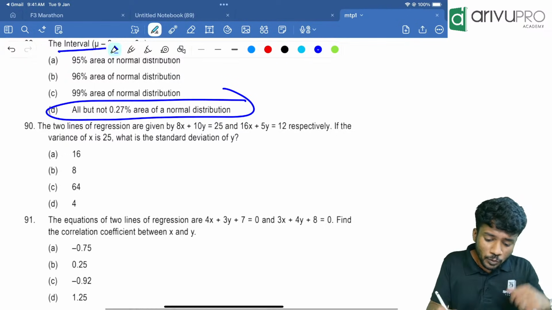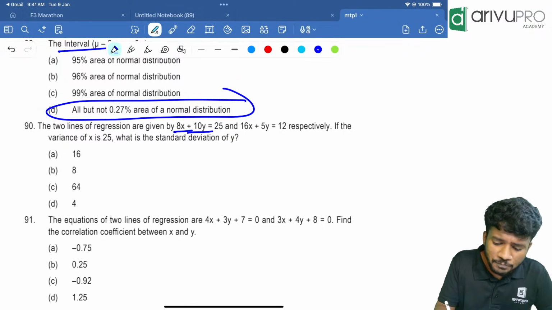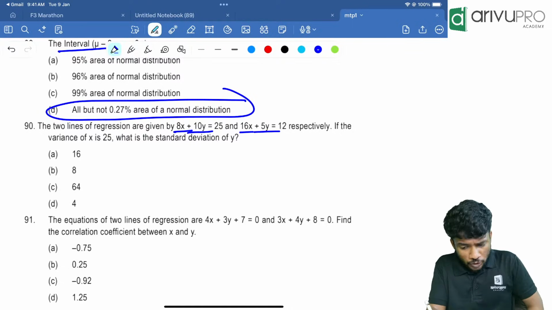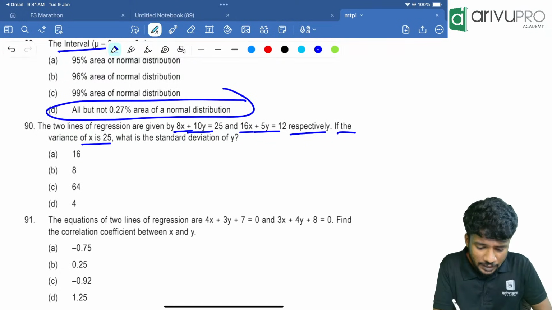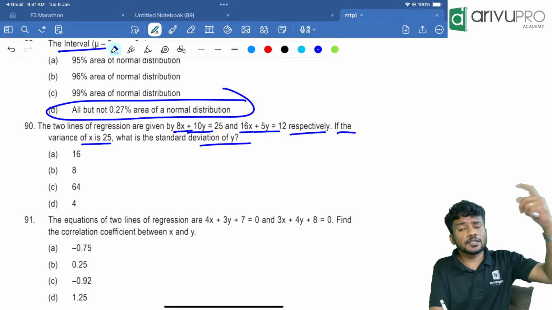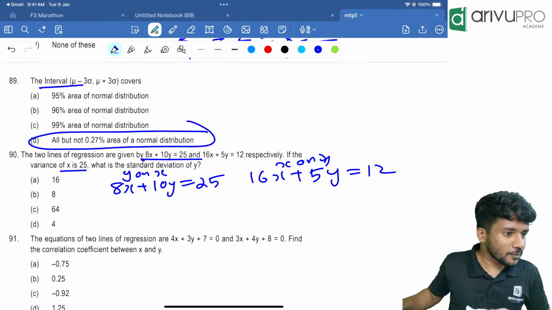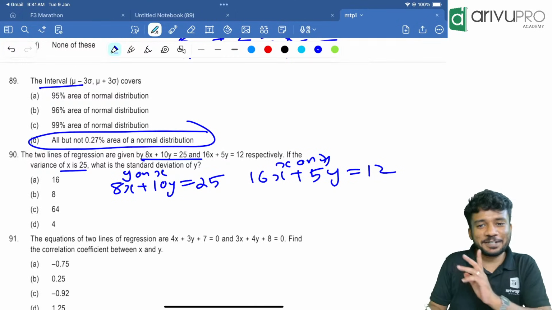Yes. There are two regression lines given by 8x plus 10y is equal to 25, 16x plus 5y is equal to 12, respectively. If the variance of x is 25, the standard deviation of y is how much is the question they are asking. Oh, we lost time. In exam hall, there is no time for these things. Okay, make sure of that.